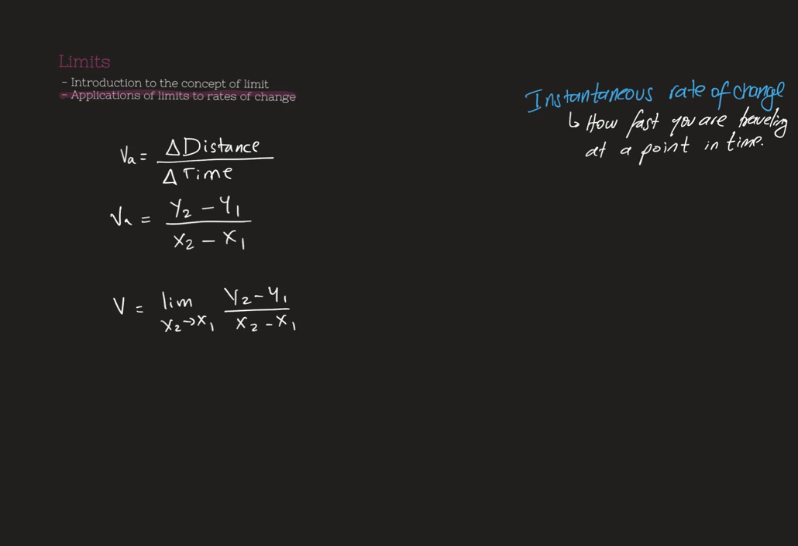We are going to assess what happens to the average rate of change as the two values of x get too close to each other, almost to the point where they are the same value. So basically what we're looking at is the limit of the average rate of change when the time interval is 0. Let's look at an example.